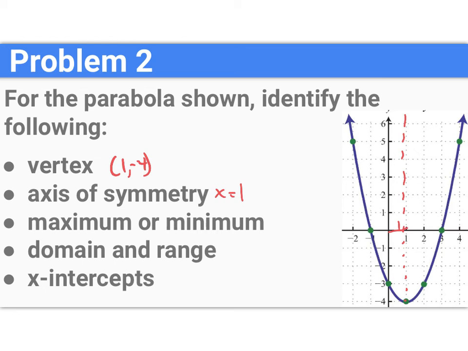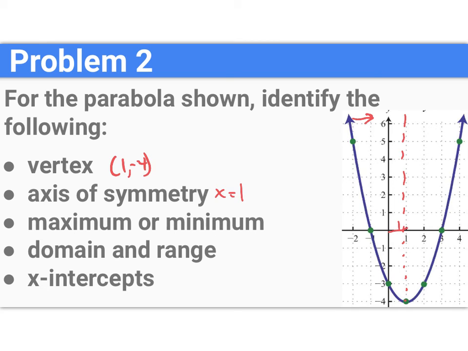Now, what is the axis of symmetry? If we were to cut this parabola out and fold it over, if we were to fold this side over, it would give us a mirror image. Symmetry gives us a mirror image. So the axis of symmetry.